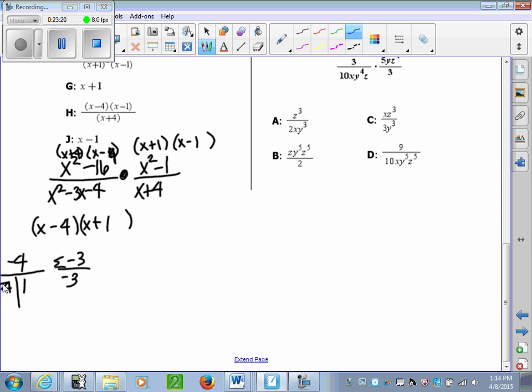So now I'm just going to cancel out anything that matches in my numerator and denominator. I have an x minus 4 here and an x minus 4 here, so those will cancel. I have an x plus 1 and an x plus 1, those will cancel. I have an x plus 4 and an x plus 4, those will cancel. And that's it. In my denominator, nothing is left. Everything's been canceled out. In the numerator, I'm left with an x minus 1 right here. So my answer is just x minus 1. Nothing was left over in my denominator. So the answer is J.